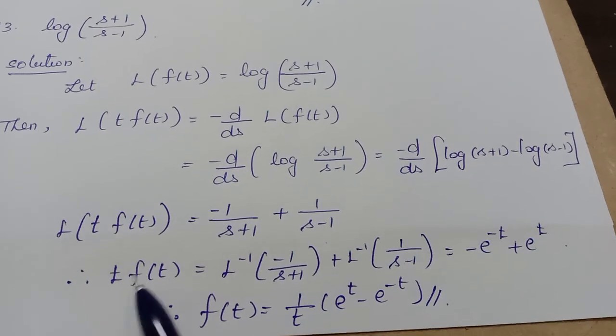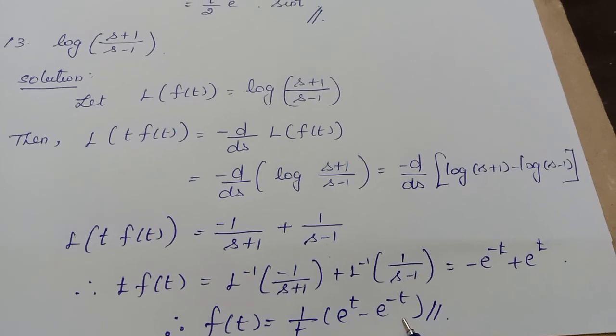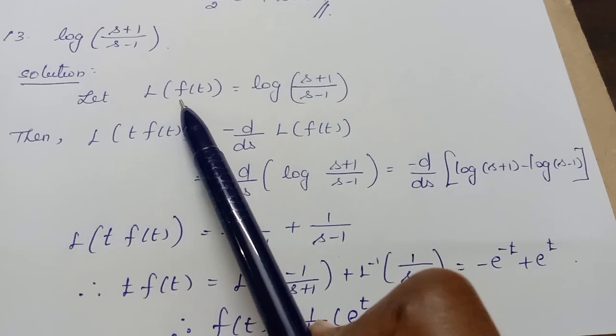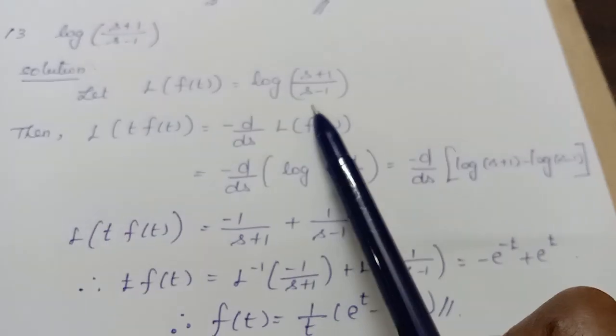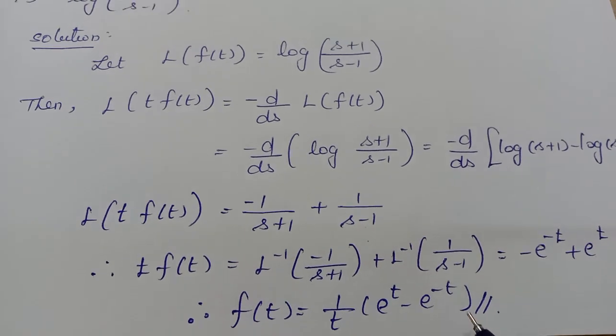Okay, so this is what? t into f of t. But f of t equal to what? 1 by t into e power t minus e power minus t. So this is the inverse Laplace transform. That is L of f of t is log of s plus 1 by s minus 1. Then f of t equal to 1 by t into e power t minus e power minus t.